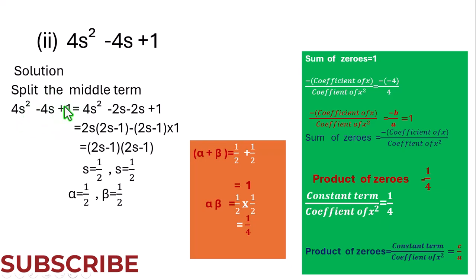Product is equal to 1 into 4, 4, and sum is equal to minus 4. Here possible factors are minus 2x, minus 2x. 4x square minus 2x minus 2x plus 1. From the first two terms take 2x common, then here 2x minus 1 is left.